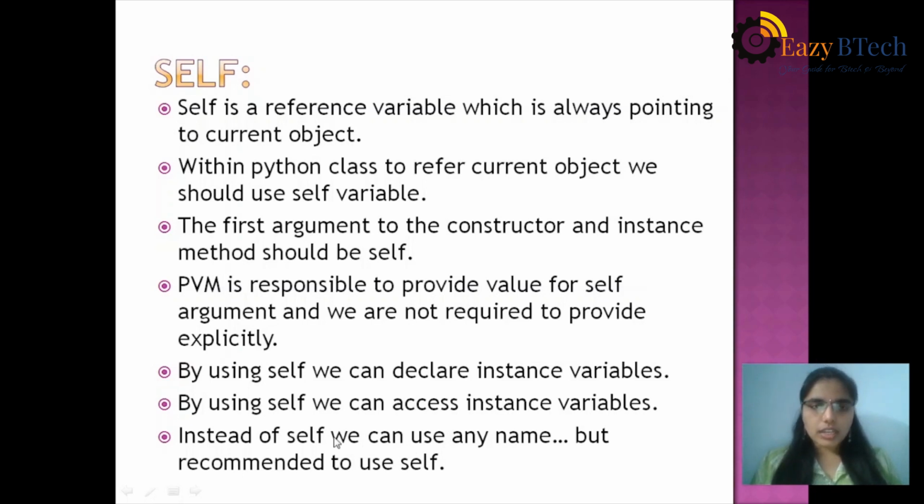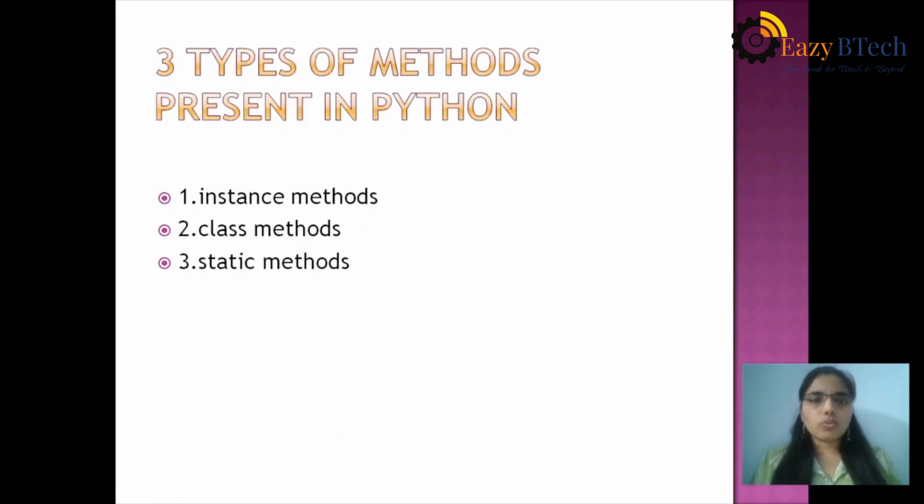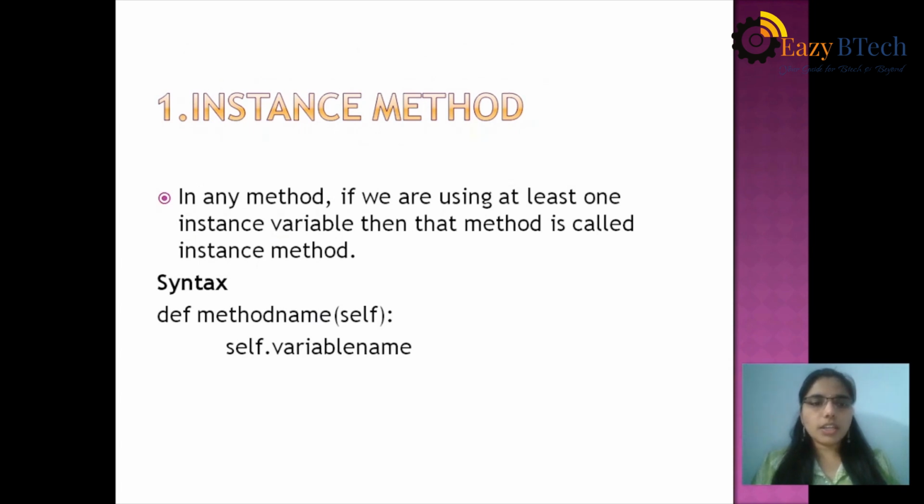Let's see what the types of methods in Python are. There are three types of methods present in Python: instance method, class method and static method. What is an instance method? If we are using at least one instance variable, then that method is called an instance method.